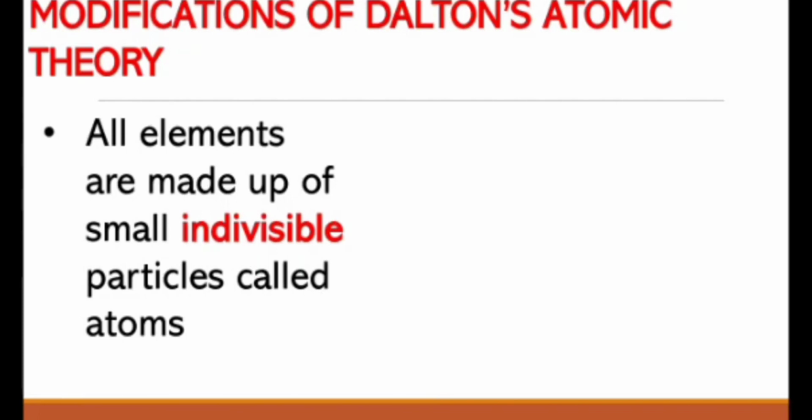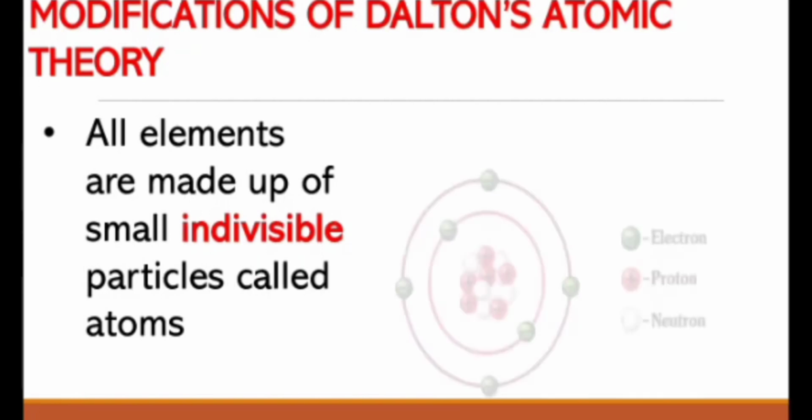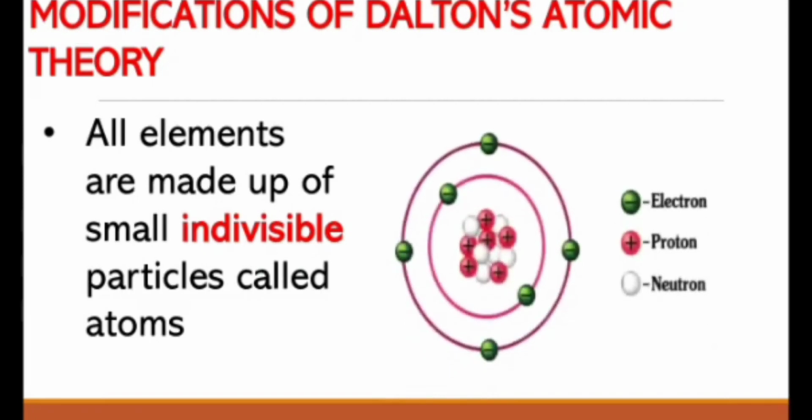One of these theories that is modified is the first one that says all elements are made up of small indivisible particles called atoms. Of course, you now know that the atom is not indivisible. Instead, it is further divided into three subatomic particles, which are neutron, proton, and electron. And of course, we know that the proton and the neutron are found in the nucleus of the atom, while the electron revolves around the nucleus of the atom. So we have to modify that one.